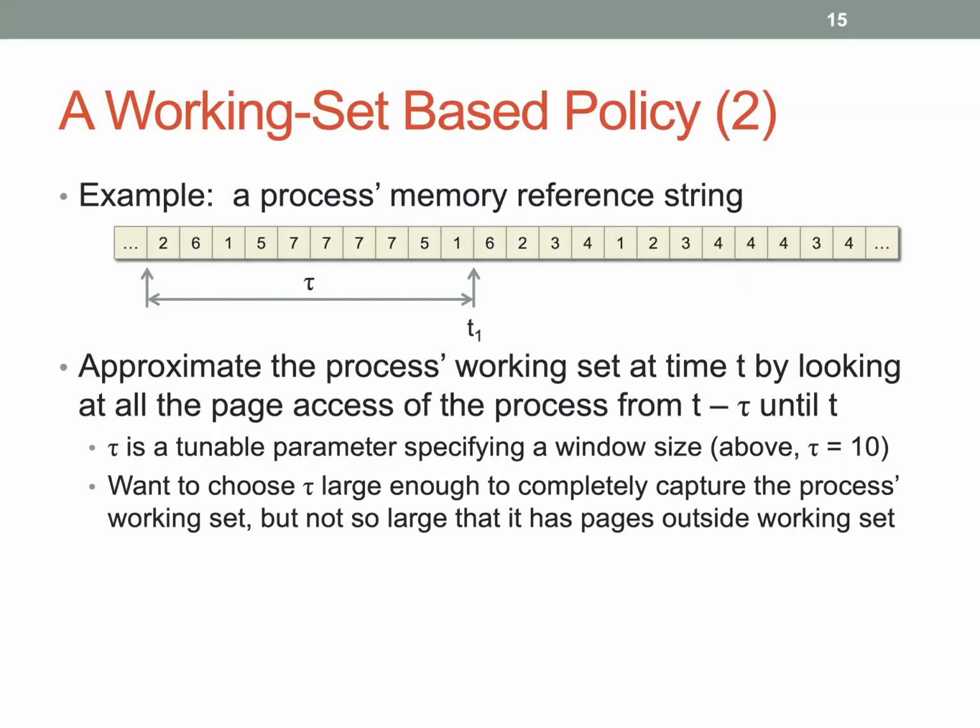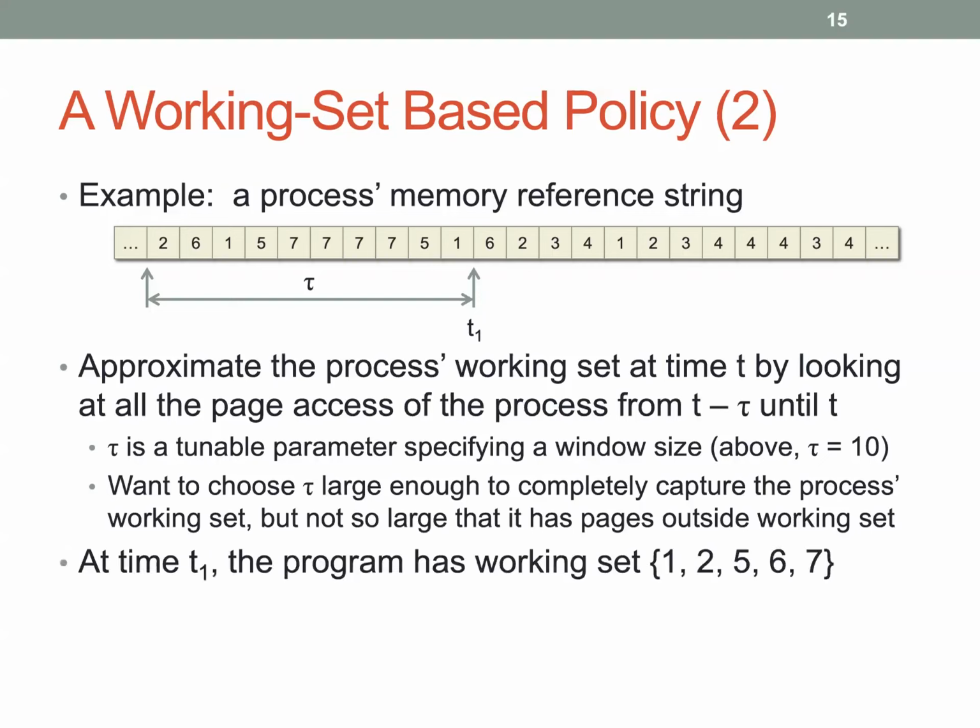Larger tau means that we're going to guess the working set is larger. If tau is very small, then we're going to guess that the working set is small, because obviously we only have a limited number of memory accesses to look at. Okay? So, as I say here, you want to choose a tau that's large enough to capture the working set, but not so large that it overestimates it and not so small that it underestimates it.